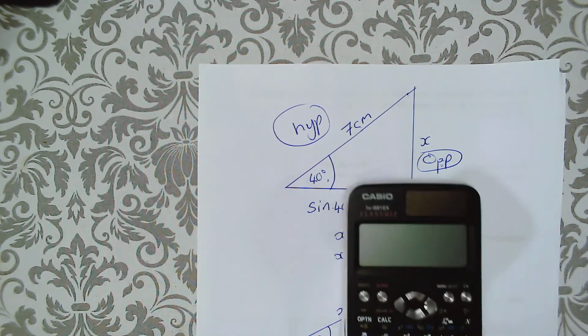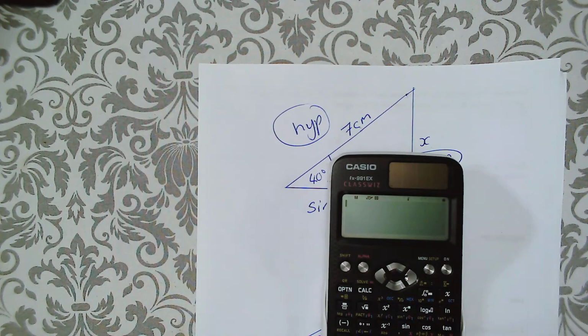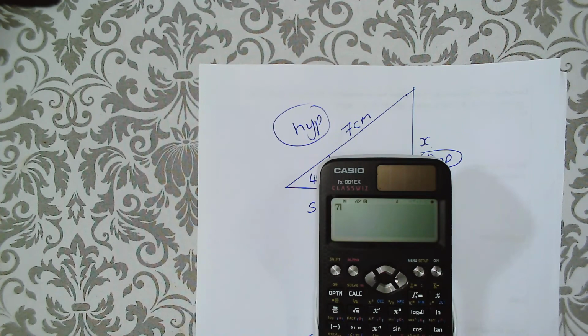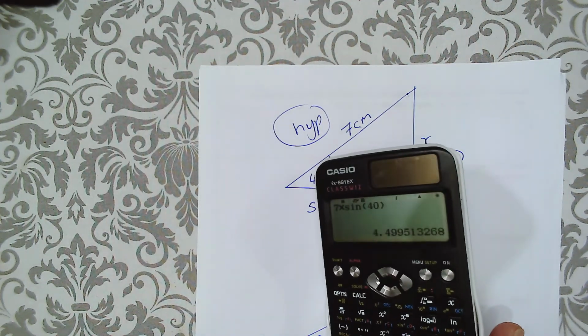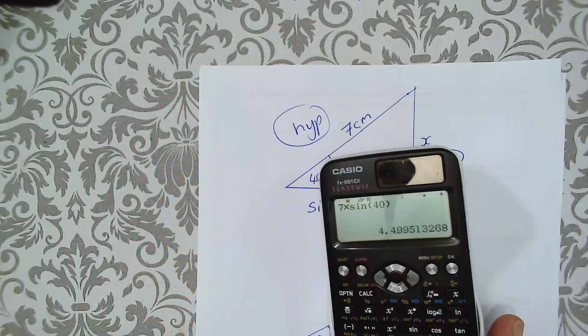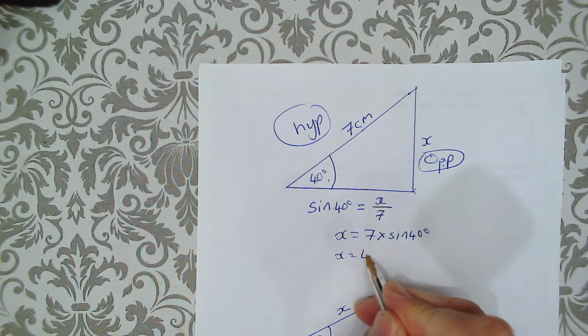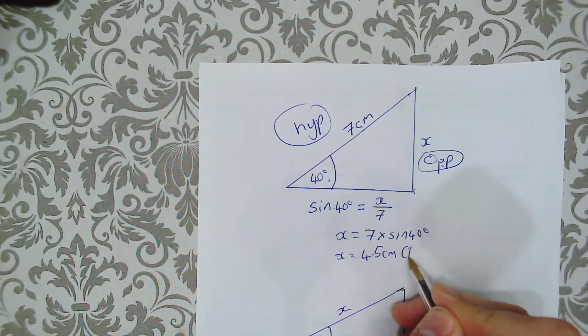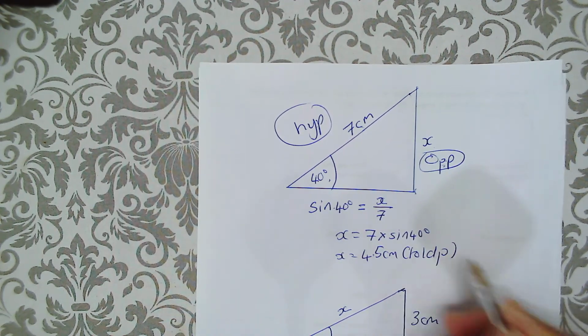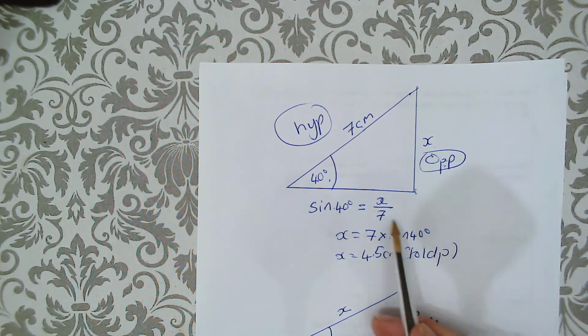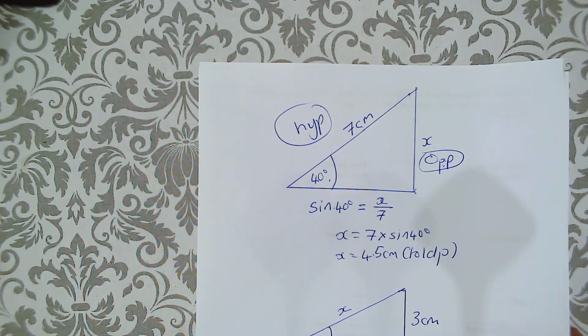Well, let's check that. Switch it on first. So 7 times sine 40 degrees equals, and there I've got 4.4995, so let's say 4.5 to 1 decimal place. So 4.5 centimetres to 1 decimal place. There you go. So you've got to remember how to rearrange this, and also remember its sign.